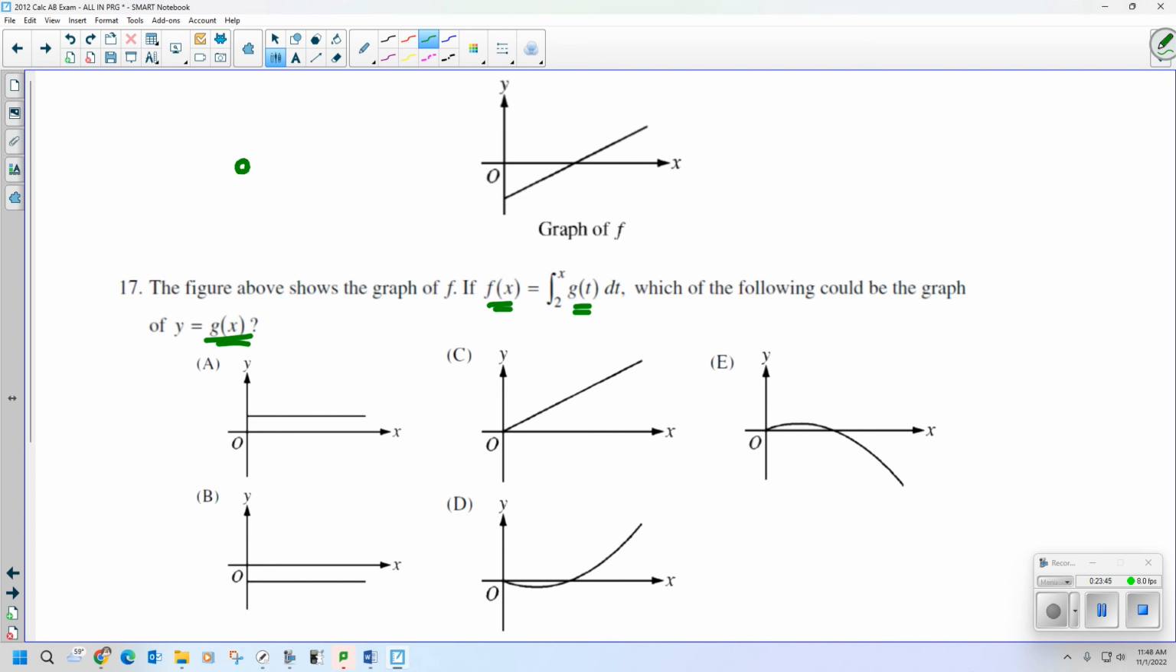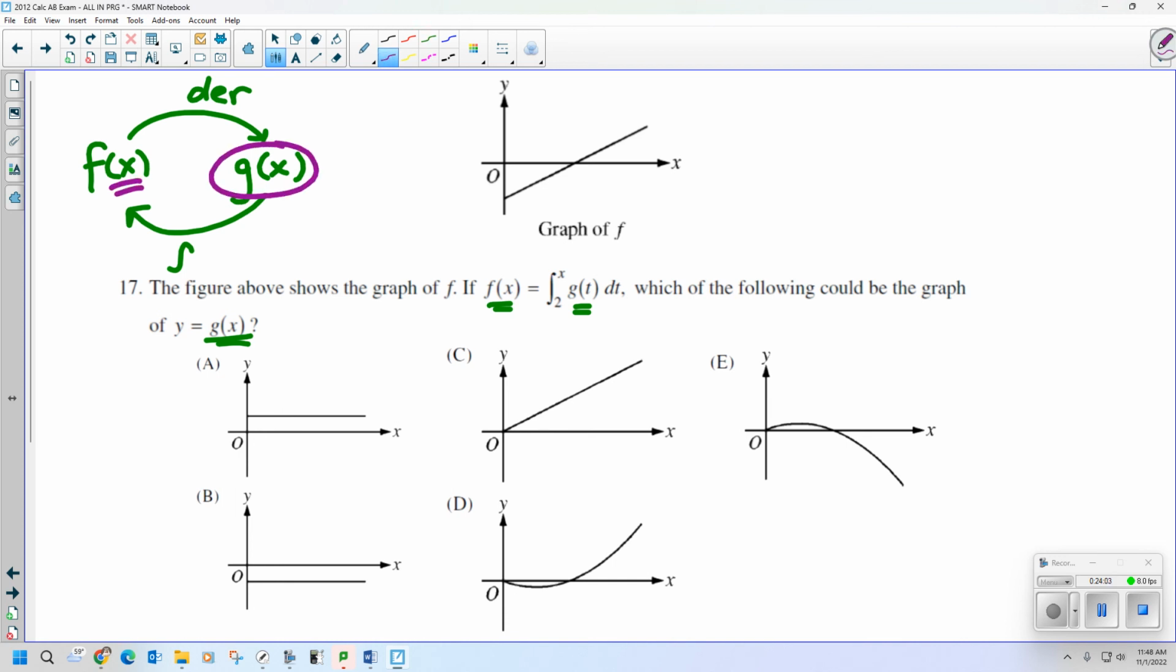If I have g of x, anytime I integrate something, I'm going backward, right? I integrate backward, which means if I were to go this way, that would be the derivative. So g is really the derivative of f, which means slope. G is the slope of f of x. And if you hit that, oh my God, it's easy. Here's a graph of f. G is the slope of f. So g is the slope of this graph.